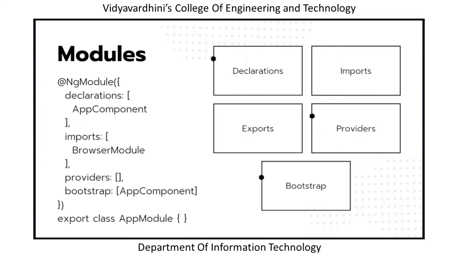Then we have bootstrap. It holds the root component, which is the main view of the application, and only the root module has this property. It indicates the component that is to be bootstrapped.